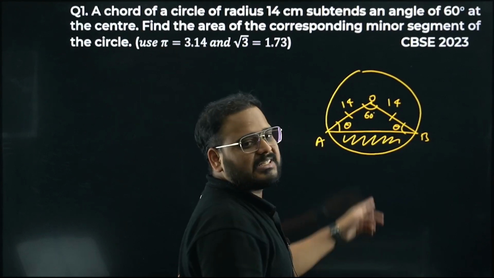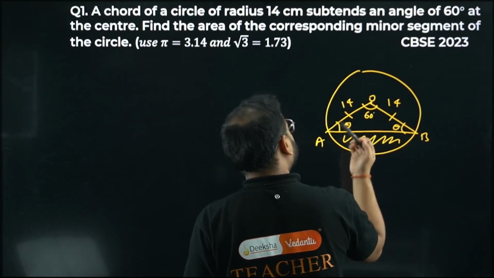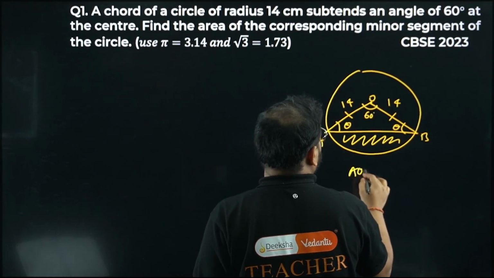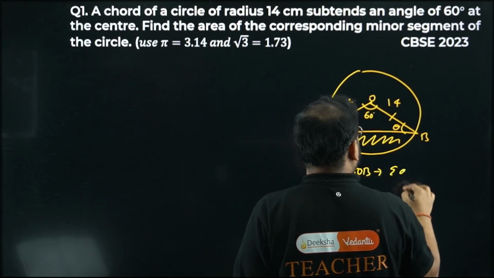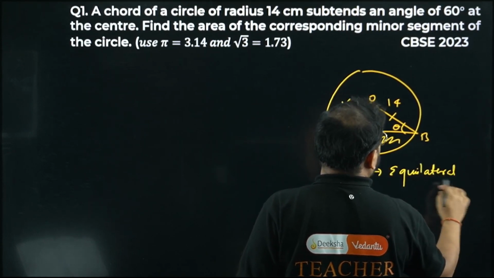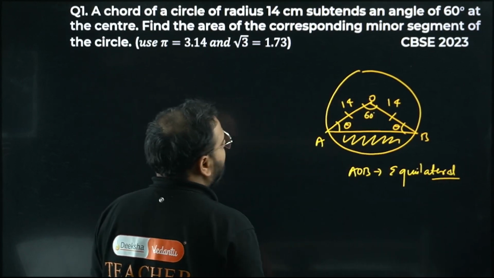Now check this out. Sum of all angles of a triangle is how much? 180 degrees. This is 60, this is 60, this is 60. Correct, because they're all equal to each other. It means AOB is equilateral. Yes or no? Yes, sir. Great. Now we have to find what?